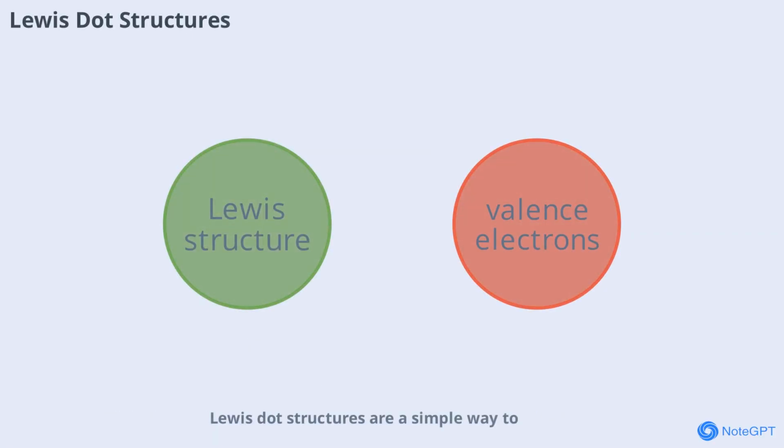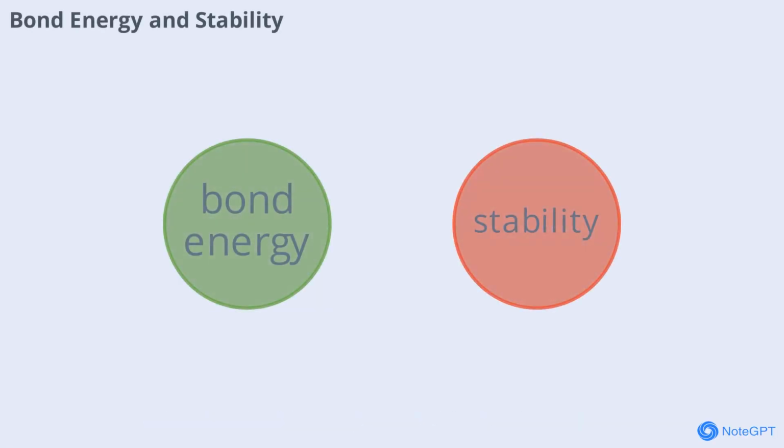Lewis dot structures are a simple way to represent the valence electrons in atoms and molecules. By drawing dots around the chemical symbol, we can visualize how atoms share or transfer electrons during bonding. These diagrams help predict the arrangement of atoms in a molecule and the type of bonds that will form. Learning to draw Lewis structures is a valuable skill for anyone studying chemistry, as it makes complex concepts much easier to understand.